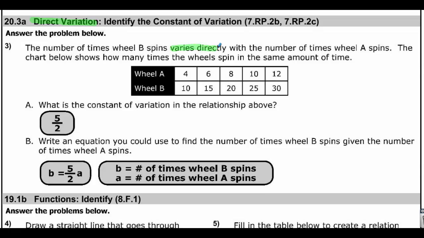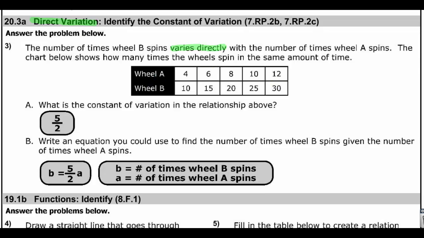It varies directly. So they're telling you wheel B spins in a way that varies directly with how wheel A spins, which means when you spin A, it controls B. Spin A 4 times, B goes around 10 times. Spin it 8 times, B goes around 20 times. Oh, look, you doubled 4, you doubled B. Spin it 12 times, 4 times 3 makes 12, 10 times 3 makes 30.